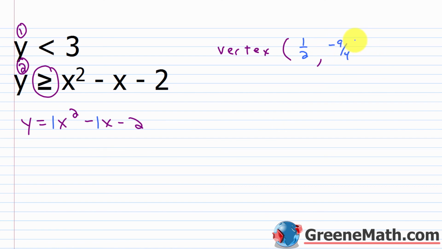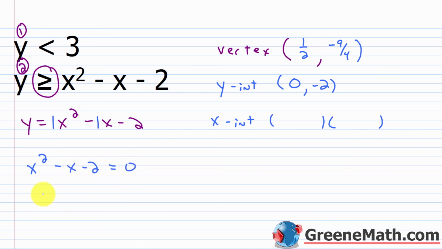All right, so we have the vertex. What would our y-intercept be? If I plugged in a 0 for x, I would get y equals negative 2. What would our x-intercepts be? Will we have 1, 2, or 0? I'd plug in a 0 for y, so I'd have x squared minus x minus 2 equals 0. I can factor this and solve it.